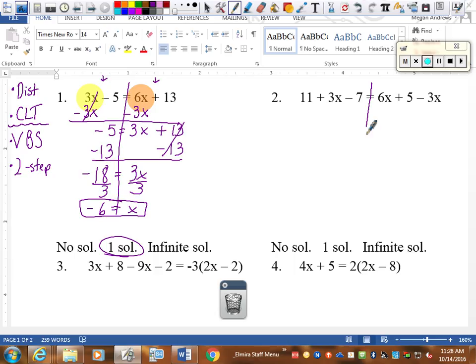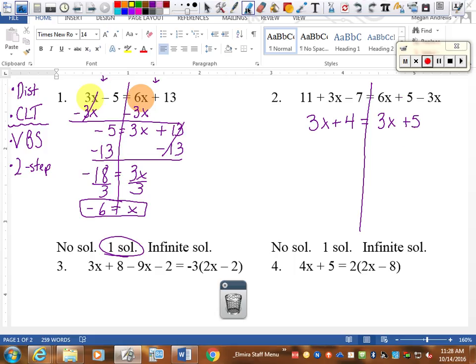However, let's look at problem 2. Let's see, my steps are distribute. Don't see any distributes, don't see any distributes, okay? Next, combine like terms. 3x does not have a like term, but 11 minus 7 is a plus 4. Okay, on this side I have like terms. 6x take away 3x is 3x, and bring down your plus 5.